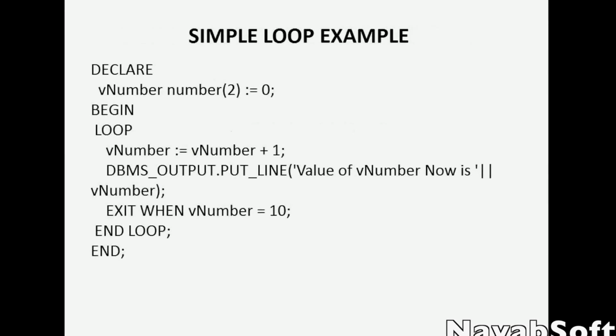In this example, we are declaring a variable v_number and initializing it as soon as we declare it. In the executable part, we are using a simple loop to add 1 to this variable in every repetition of the loop. Also, we are printing a string concatenated with the value of the variable. In the EXIT WHEN part of the loop, we are telling it to stop when it reaches the value 10.